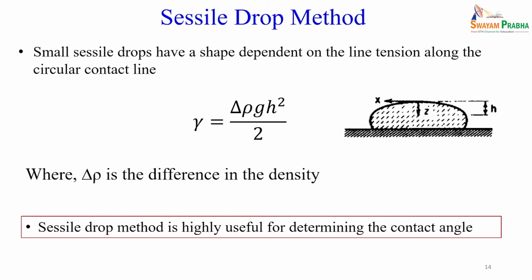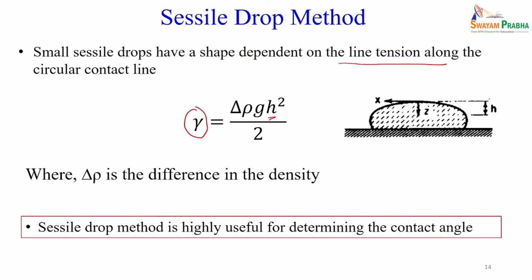So, we put the small drop and its shape depends on the line tension along with the contact line. Here again, the surface tension is directly related to the height of the particular drop, H. Delta rho is the difference in the density and G is the gravitational force.